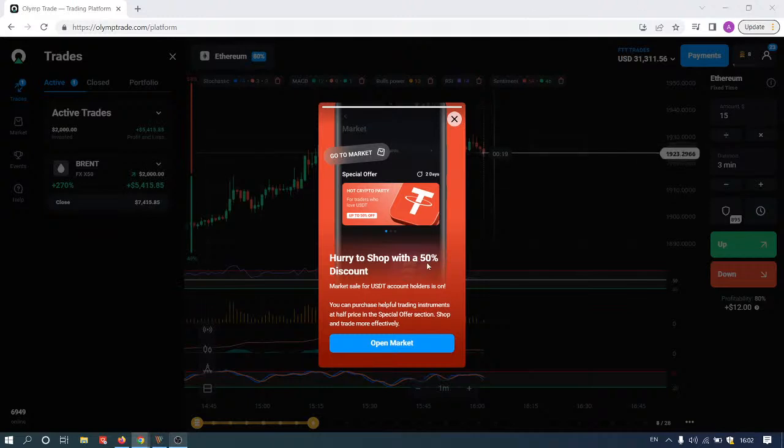And first of all, we have this. So we have many different offers going on the platform, and the first that I'm seeing now is Heritage Shop with a 50% discount, market sale for USDT.